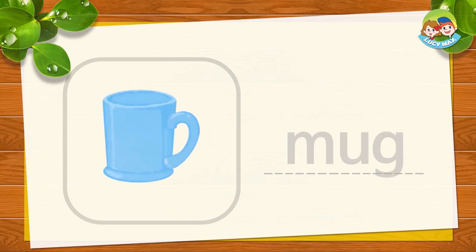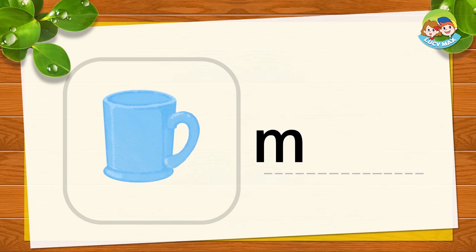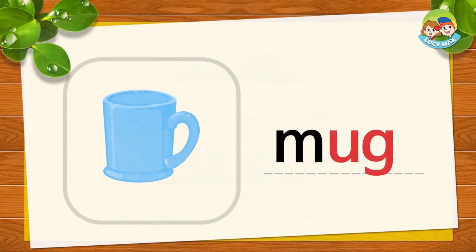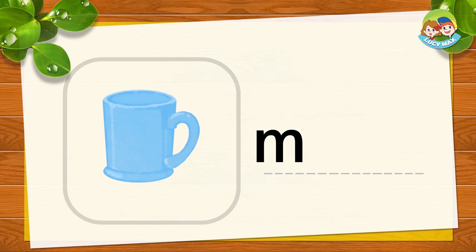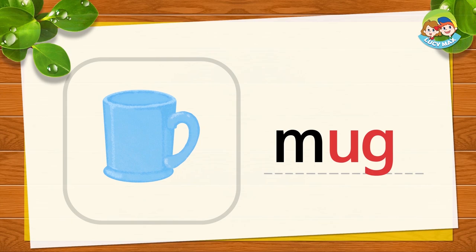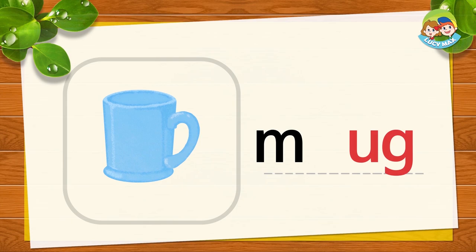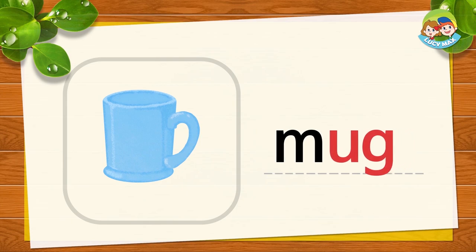This is a mug. M and ug together is mug. Ug. Mug. Now you try. What do you drink from a mug? I drink coffee.